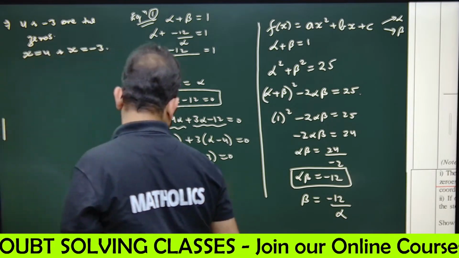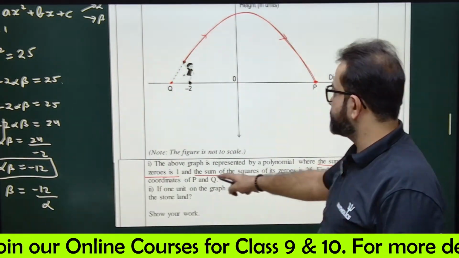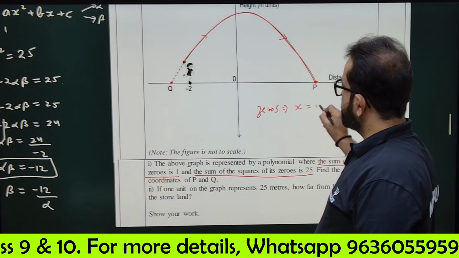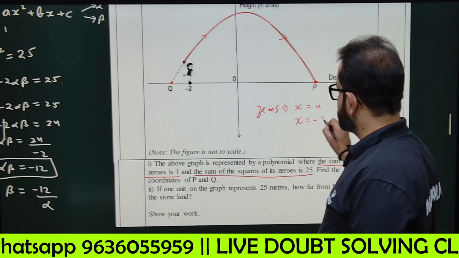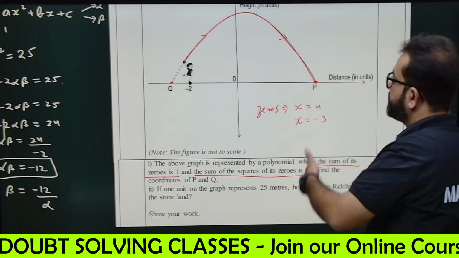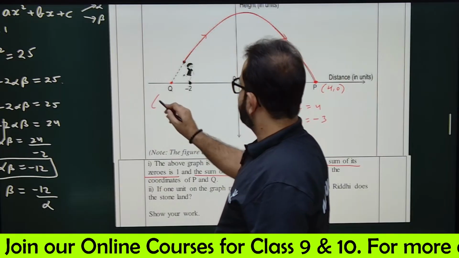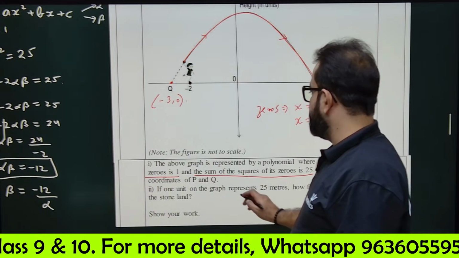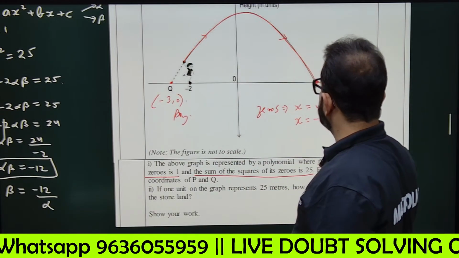So if this is the graph, 4 and minus 3 are the points. They are saying find the coordinates of P. We just found the zeros: x equals 4 and x equals minus 3. Yes or no? Yes, sir. That means, if x equals 4, the positive one will be P. So P will be 4 comma 0, and Q will be minus 3 comma 0. So this is the first answer.